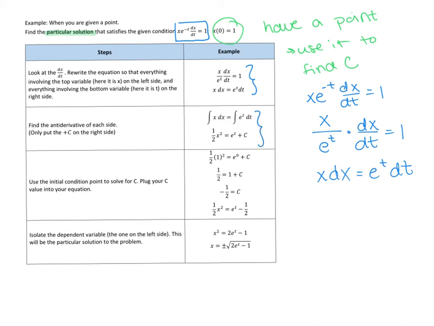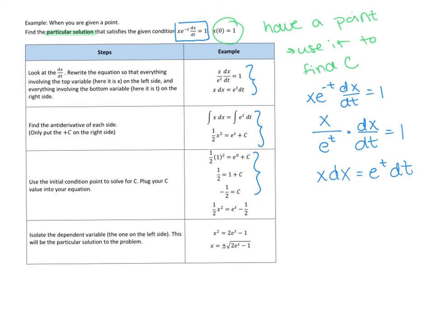So x dx, its antiderivative is 1/2 x squared. E to the t, its antiderivative is e to the t. And we include a plus c only on the right side. Now, my personal preference is at this point, I like to find the c value here. For me, it's a little easier algebraically to find it now, but if you would prefer, you can isolate one variable and then find c. You get the same answer either way. I prefer to do it here, and I find the algebra a little bit easier when I do it that way. So that's the steps that are taken in here.